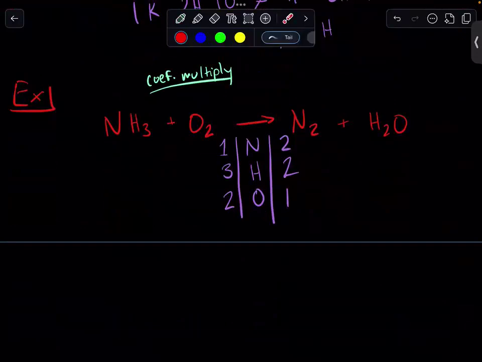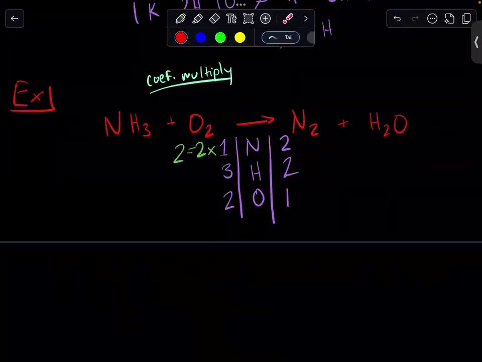So what I'm going to try and do is find a number that I can multiply either the reactant side or the product side to create the other number. Sounds a little confusing, but you'll see when I do it. 1 times 2 makes 2. So 2 is equal to 2. So what I notice is I multiply 2 times the nitrogen on the reactant side. So I'm going to find nitrogen on the reactant side, and I'm going to put a 2 coefficient.